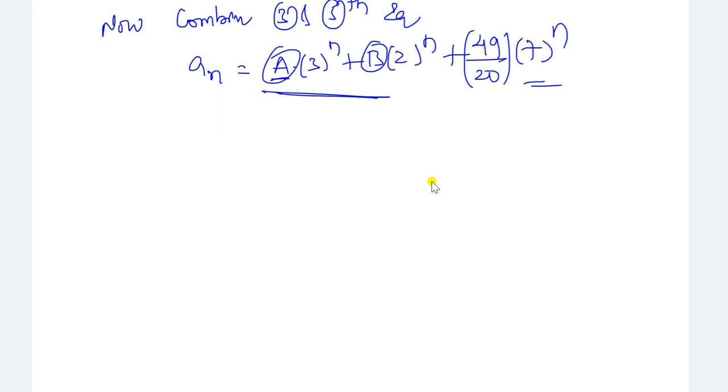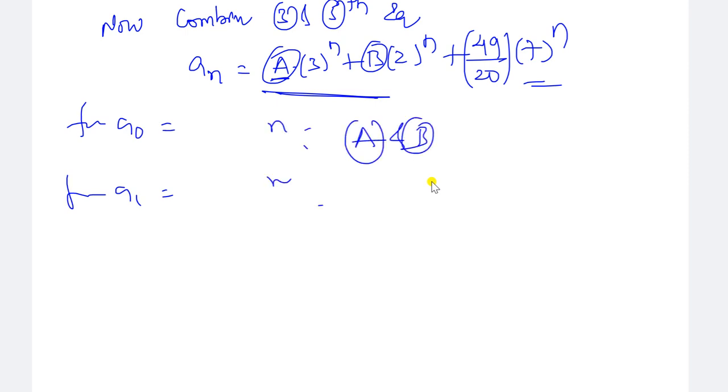In case the exam gives initial conditions, for a0 equal to some value, for a1 equal to some value, then substitute the n values and you have to find out the a and b values. You need to find out a and b values and substitute them in this equation, and finally that is our required equation. Hope you understand this concept clearly.